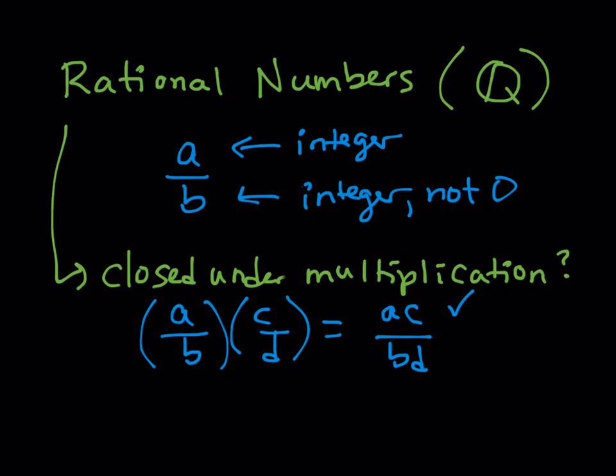Okay, well, a non-zero number times another non-zero number is still going to be a non-zero number. So my denominator is an integer that's not equal to 0. So when you multiply fractions, this new fraction fits that definition, and that will always be rational. So rational numbers are also closed under multiplication.